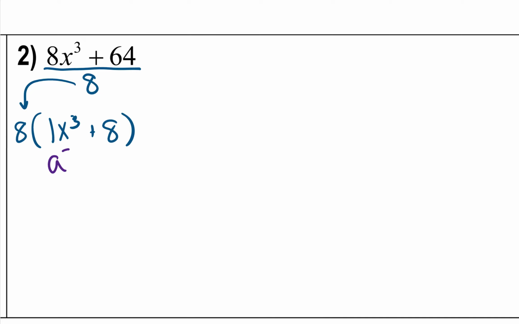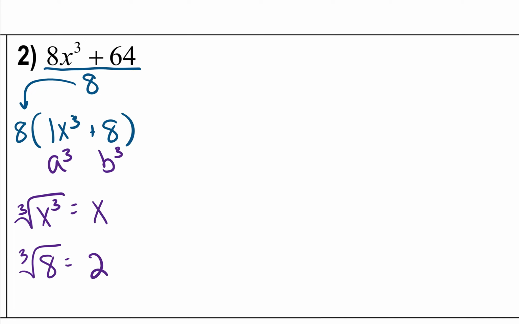Now I have a cubed and b cubed. So I do cube root of x cubed, which is just x. Cube root of 8. Again, I find 8 on my notes that I wrote below. Go backwards from 8, you get 2. There's my a and b.